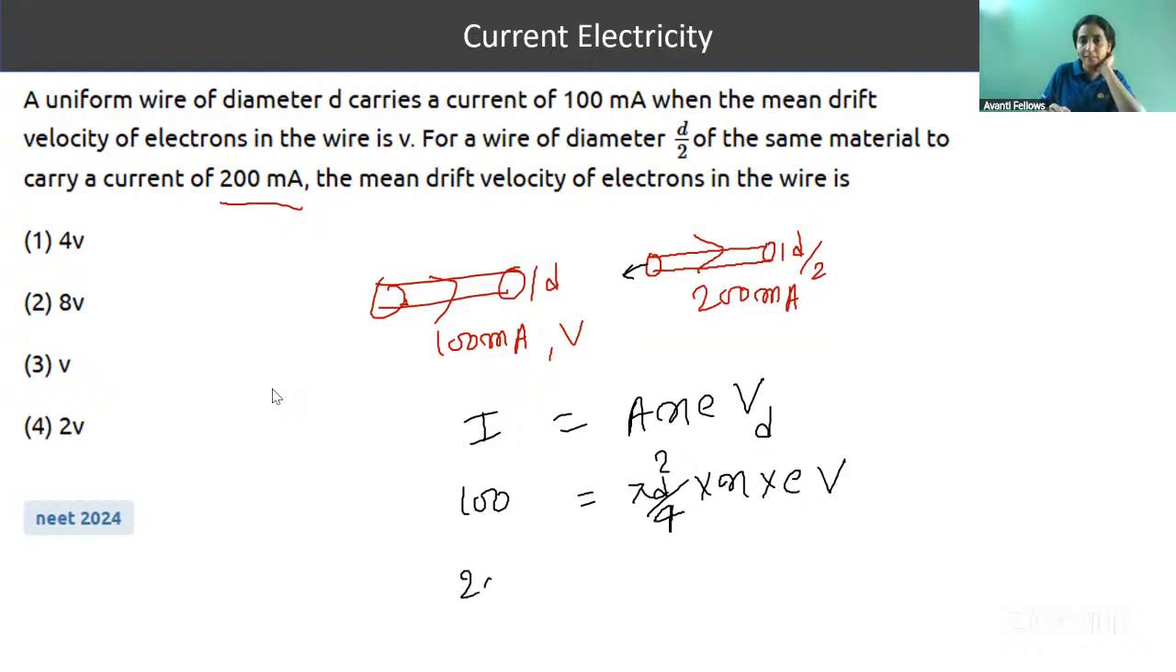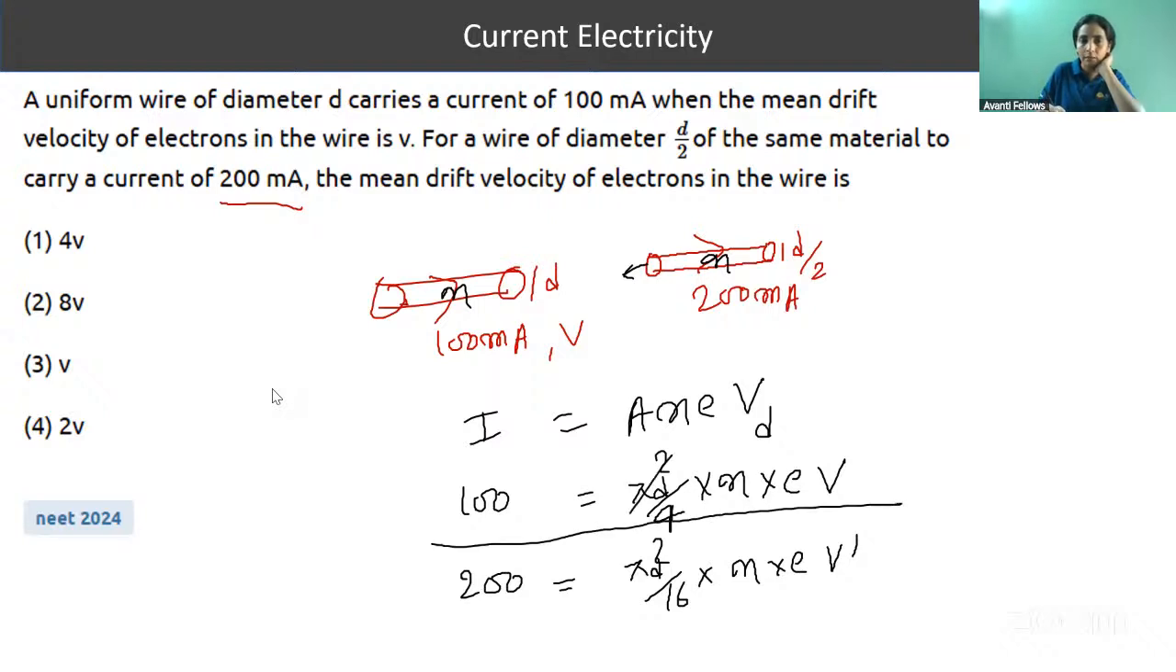In the second case this is 200, area of cross section pi d square by 16. n will be the same because we are using the same material, right? So for the same material n will be constant. So n is this into e into, let's say, v dash. So you divide these two, and this will get cancelled, this will get cancelled. What you are going to get, cancel the 0 from 20. Half is equal to 16 by 4 into v by v dash.